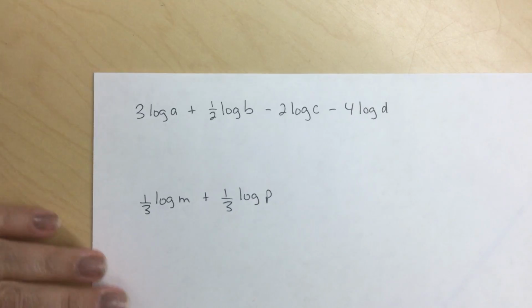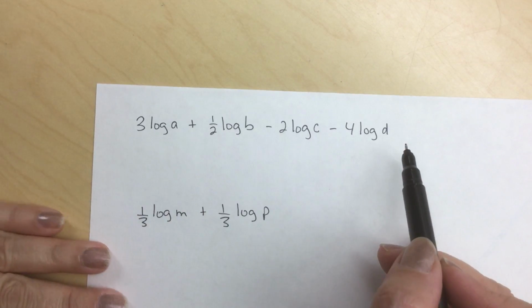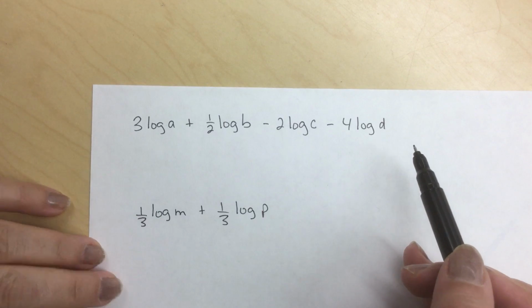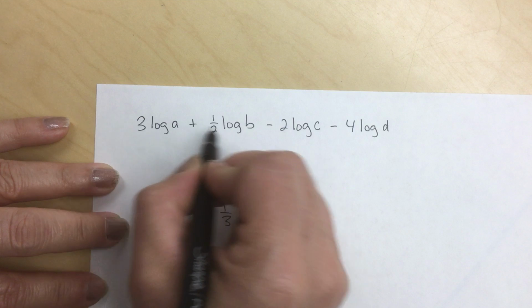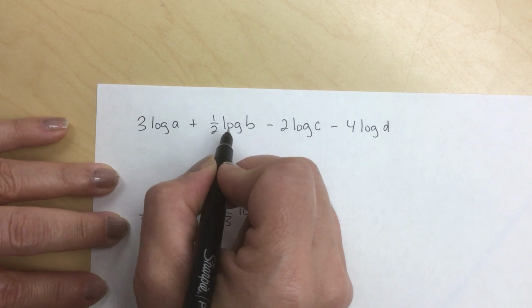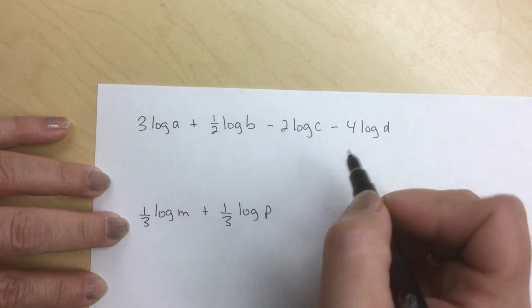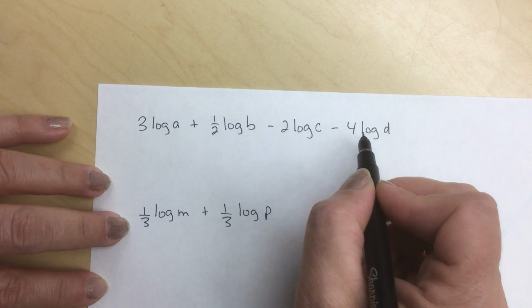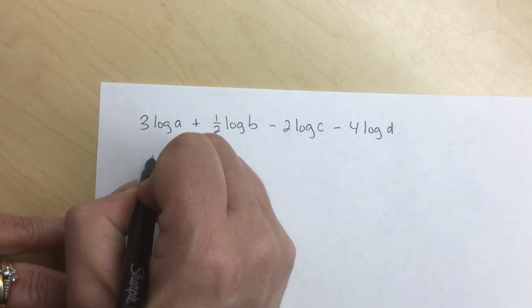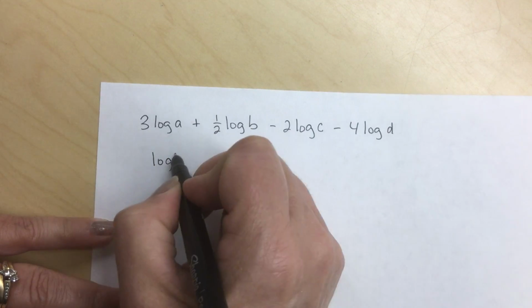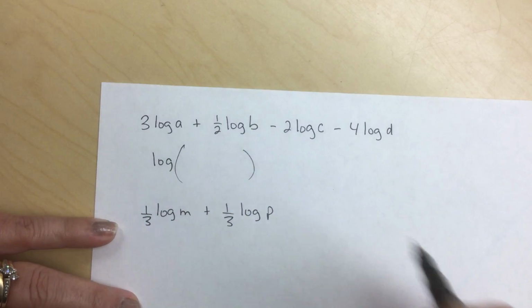So here's a couple more examples going the other direction. So let's say I give you something like this and I want you to condense it. I want you to write it as 1 logarithm. So this and this goes together with addition, so it would go together with multiplication. And these two are both subtraction, so they're both going to be divided. So we're going to write this as 1 logarithm. So keep that in mind. We're going to do 1 big logarithm.